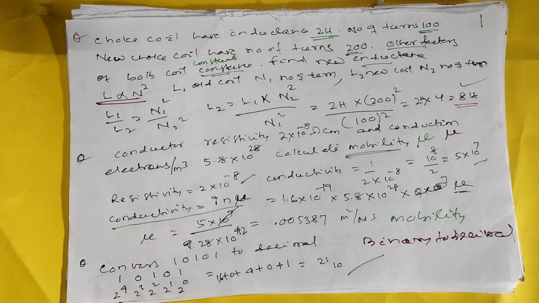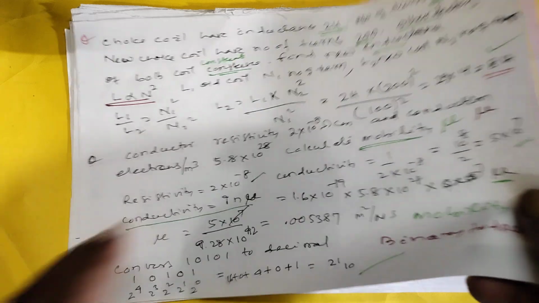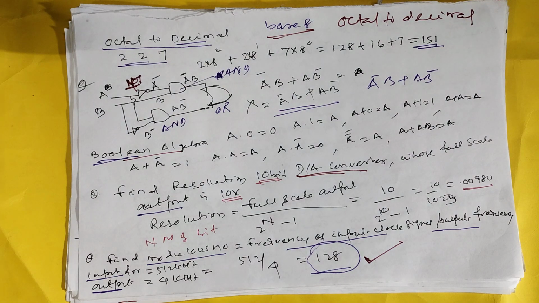Then binary to decimal, that is base 2. First start from 2 to 0, 2 to 1, 2 to 2, 2 to 3, 2 to 4. Whatever the mentioned number is, you have to multiply and add it. Here octal to decimal, base is 8. Same thing: 8 into 0, 8 into 1, 8 into 2. Accordingly you do it.